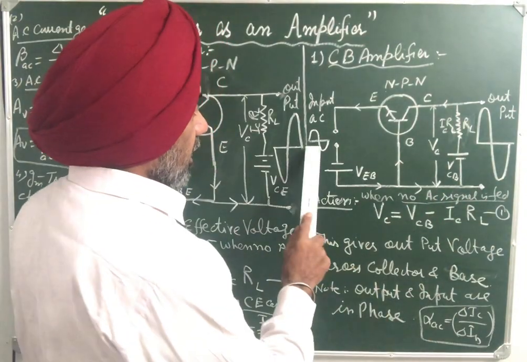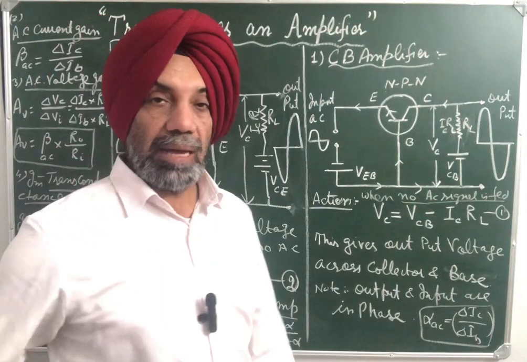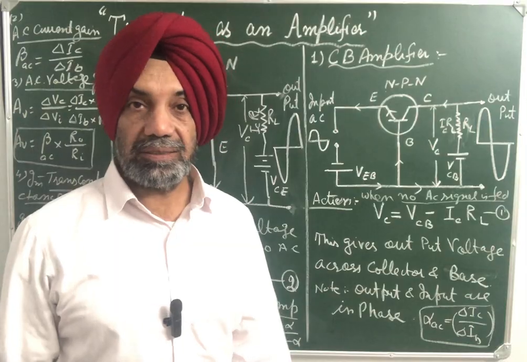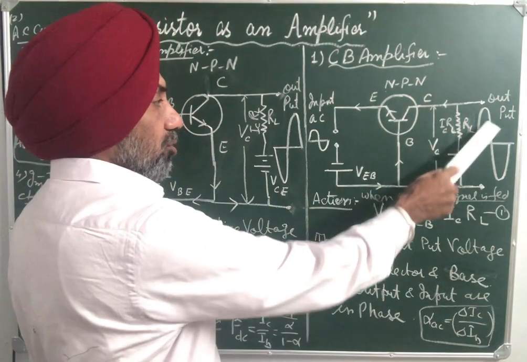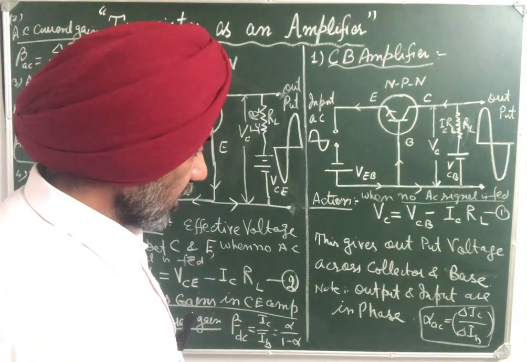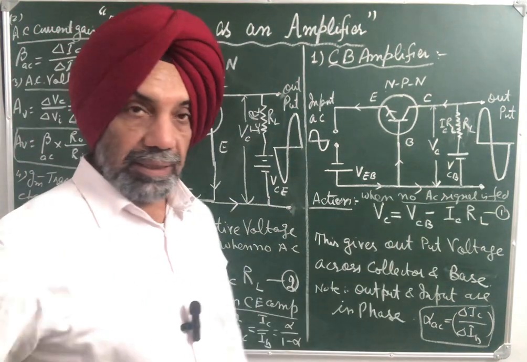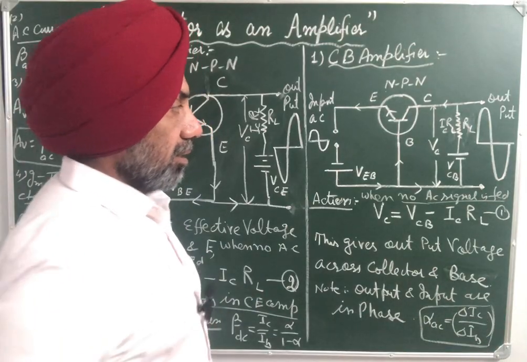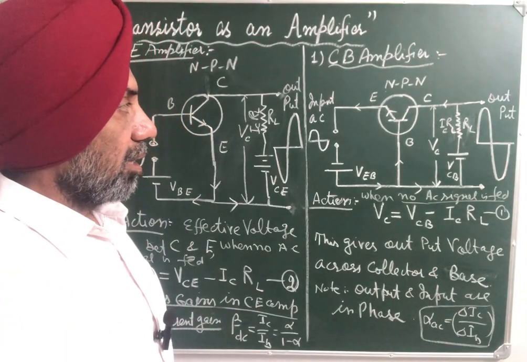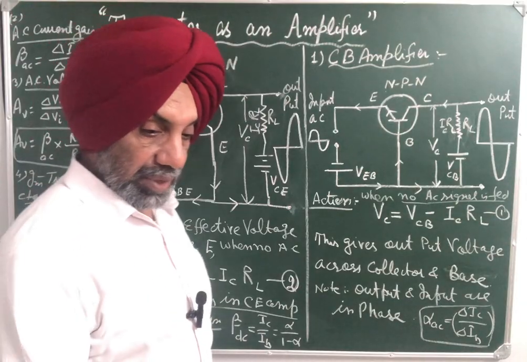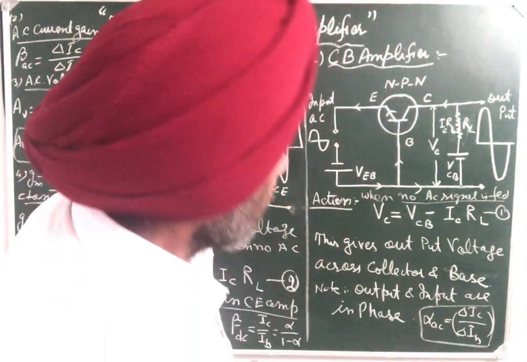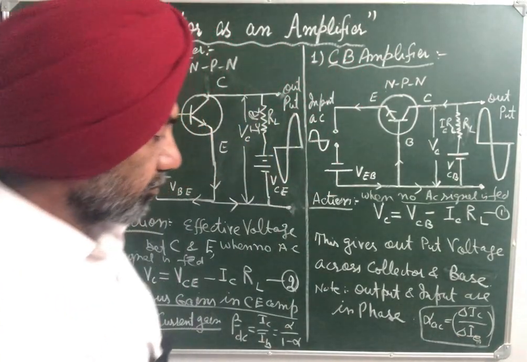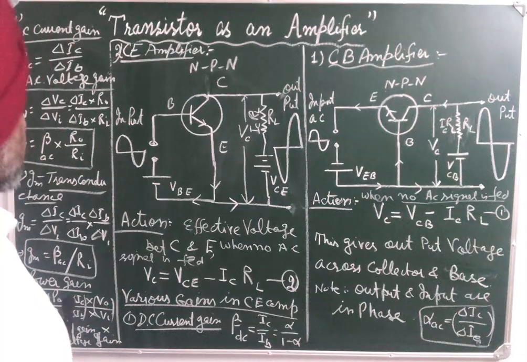It is very clear that in case of the common base transistor amplifier, input and output are in phase. There is no phase difference. And if we define current gain, in case of the common base transistor amplifier, it will be the change in collector current to the change in emitter current. So this is alpha AC.